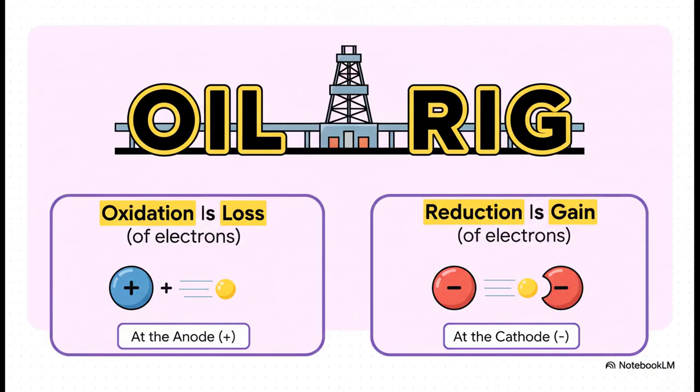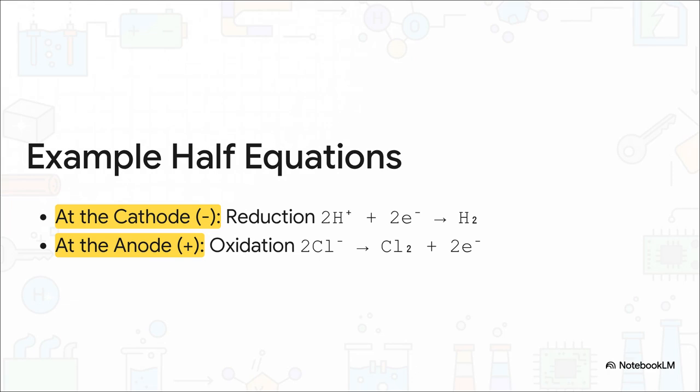First step, we need to be really precise about what's happening to the electrons. And this means two key terms, oxidation and reduction. The best way to remember them is with the mnemonic OIL RIG. Oxidation is loss, reduction is gain, of electrons, of course. And the other crucial thing to remember is that oxidation always happens at the anode and reduction always happens at the cathode. So here's what this looks like in practice.